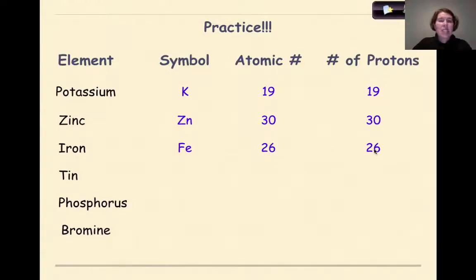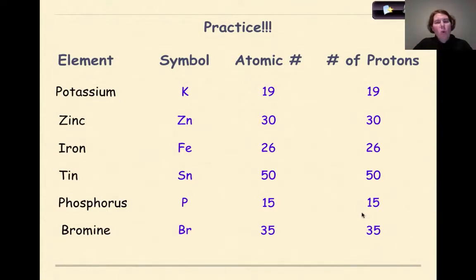I think we can see a trend here. Tin, the symbol for tin is Sn. The atomic number is 50. Therefore, the number of protons is 50. Phosphorus, the symbol for phosphorus is P. The atomic number is 15, therefore the number of protons must be 15. And finally, bromine. The symbol for bromine is Br. The atomic number is 35, therefore the number of protons must be, you guessed it, 35.